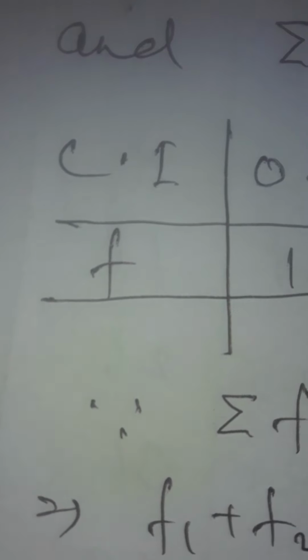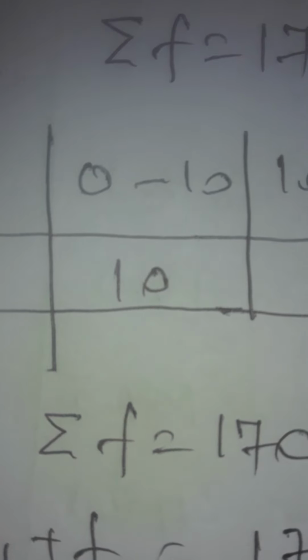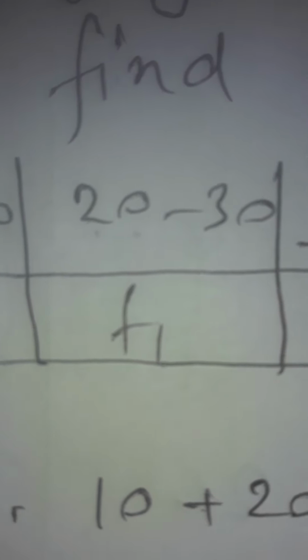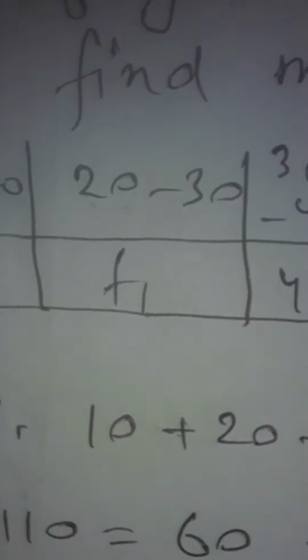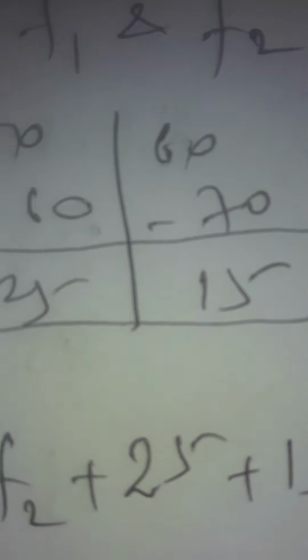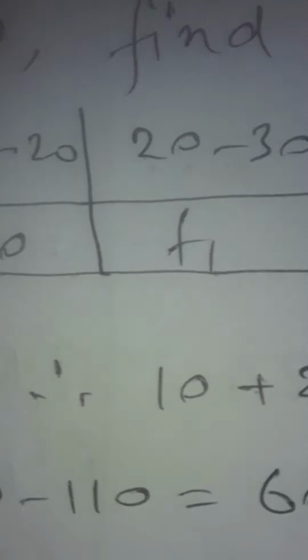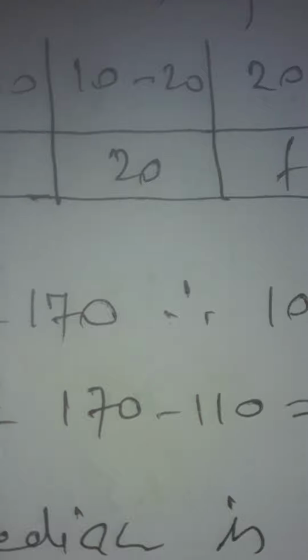Here the question is given, class interval 0 to 10 whose frequency is 10, 10 to 20 whose frequency is 20, 20 to 30 whose frequency is not given, which is taken as F1. Then 30 to 40 whose frequency is 40, and the class interval 40 to 50 has another unknown frequency, that is F2. Now it is 50 to 60 whose frequency is 25 and 60 to 70 whose frequency is 15. Now we have to find out these unknown frequencies F1 and F2.